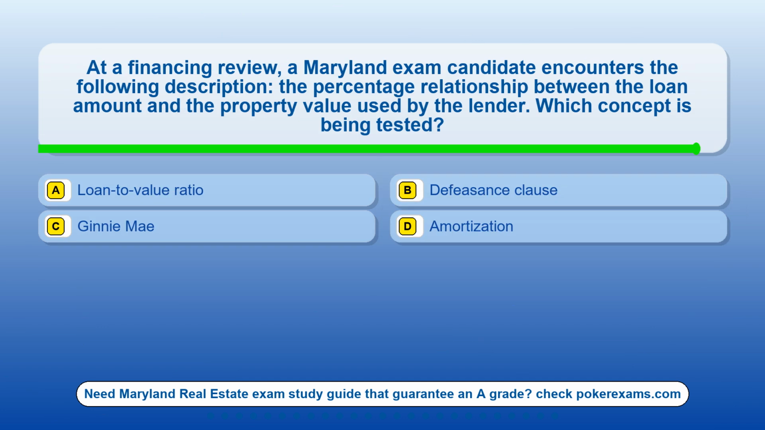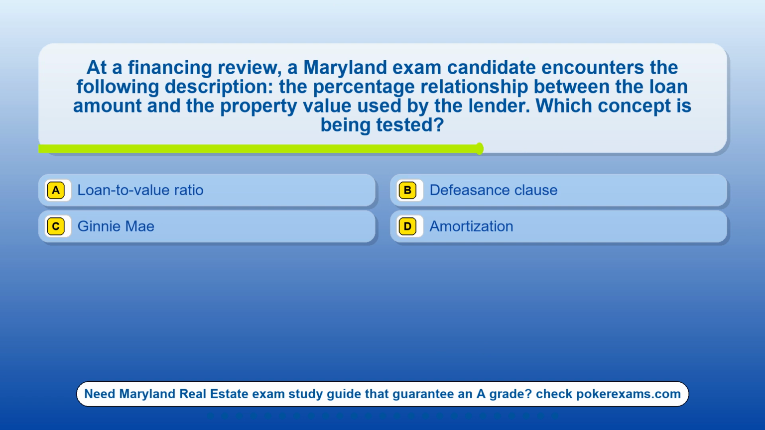Question 2. At a financing review, a Maryland exam candidate encounters the following description: the percentage relationship between the loan amount and the property value used by the lender. Which concept is being tested? Option A, loan-to-value ratio. Option B, defeasance clause. Option C, Ginnie Mae. Option D, amortization.